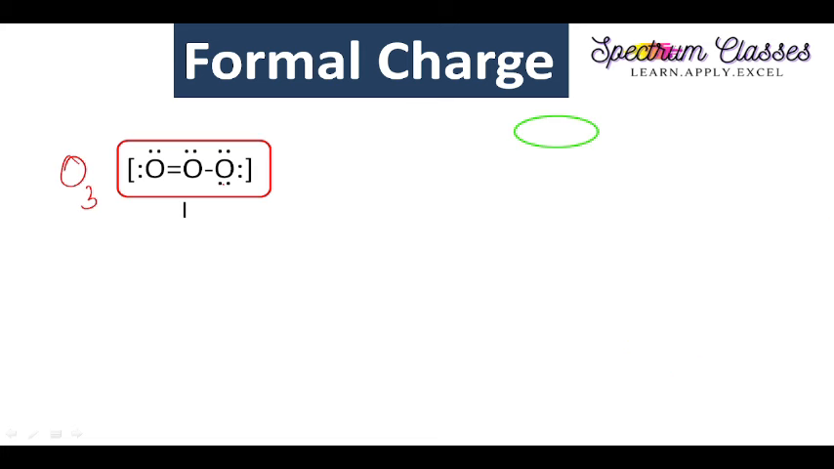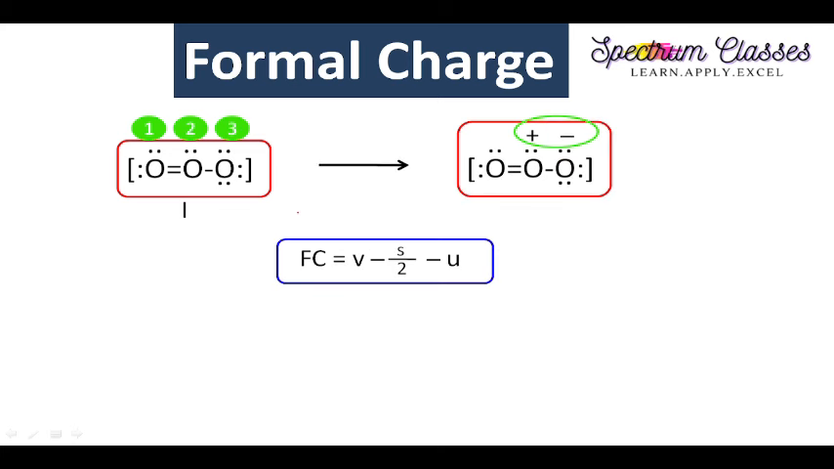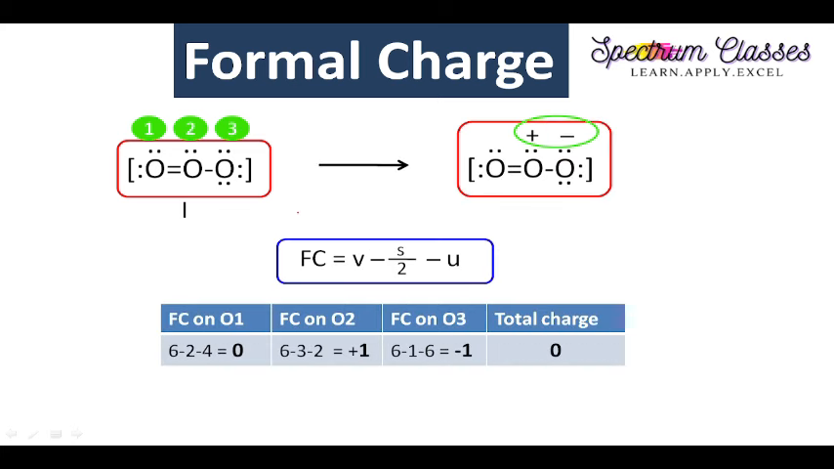Now we have this ozone. So ozone has this kind of structure. We need to calculate the formal charge on these 3 oxygen atoms, right? Here I am just going to show you for the first molecule, this one. For this one we are just going to calculate.